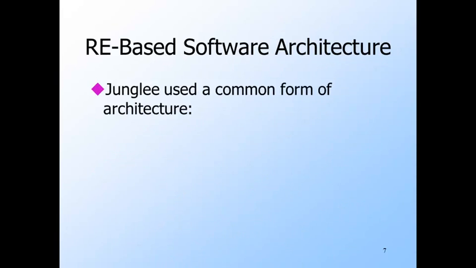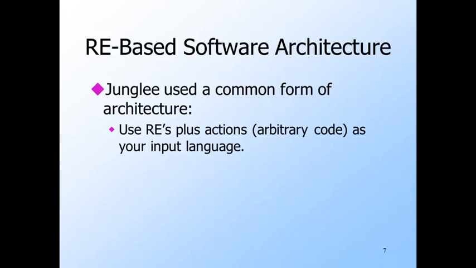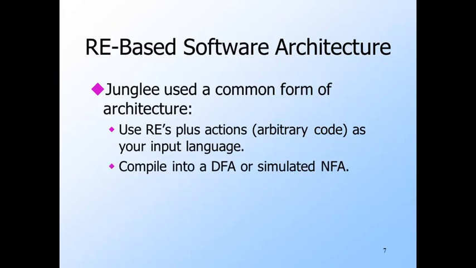The architecture of the system developed at Jungly appears in many places. The input language is regular expressions plus actions, which are arbitrary code that is executed when the regular expression is recognized. In this case, the actions would be things like return this integer as a salary. The regular expression is compiled into a DFA or sometimes into an NFA that is simulated, effectively by executing the lazy version of the subset construction as needed.